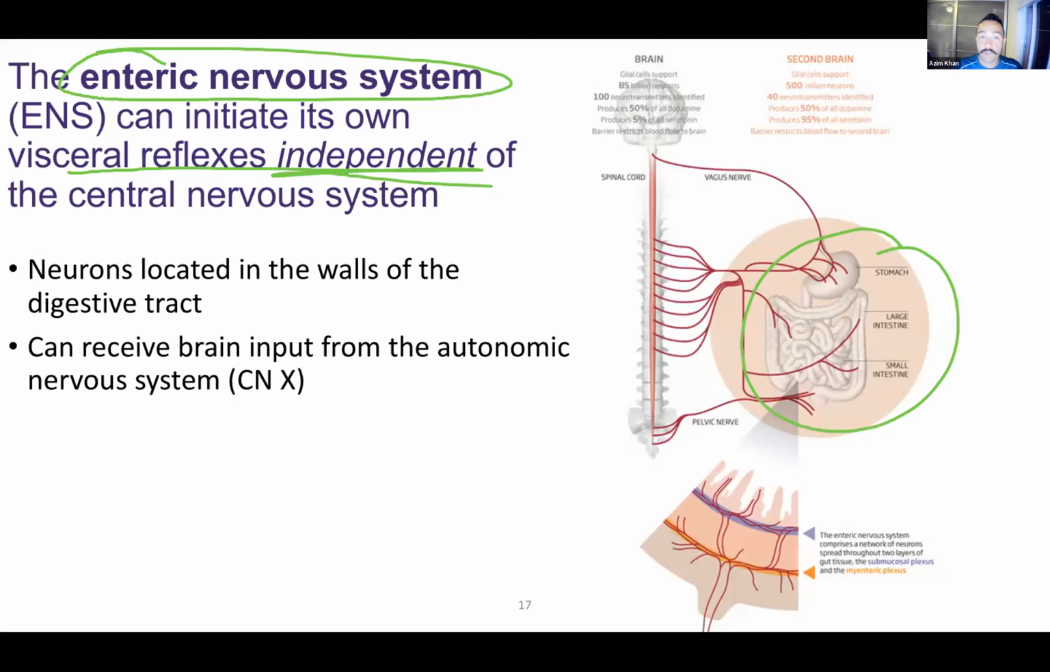It can control when it secretes, control when it relaxes, without any input coming from your vagus nerve. So hypothetically, you shouldn't do this. You can cut your vagus nerve and your stomach will still work fine to an extent, but it can still function. It can still digest stuff. But of course, it can still receive input from cranial nerve 10, but it could work on its own. These neurons are found in the walls of the digestive tract, this enteric nervous system.